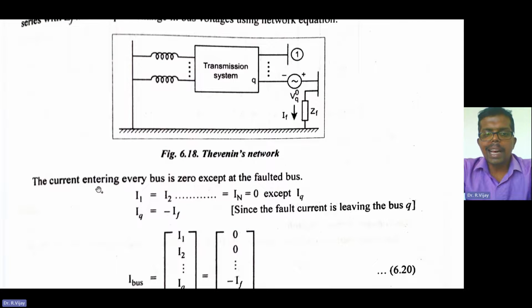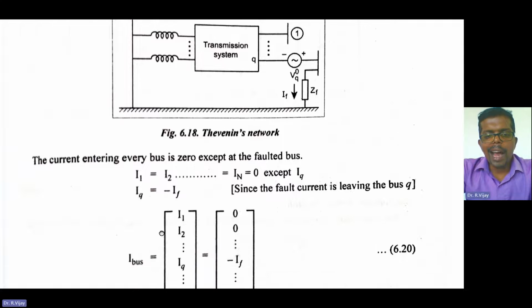The current entering every bus is 0 except the fault bus. So I1 is equal to I2 up to IN is equal to 0, except IQ, because only bus Q has the fault. IQ is equal to minus IF, since the fault current is leaving bus Q. Assume the fault current is happening here and leaving bus Q, so we take IQ is equal to minus IF.